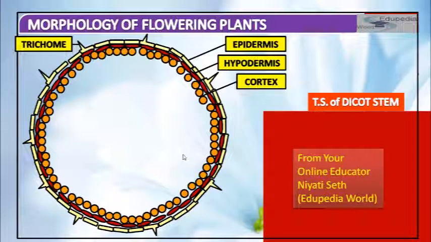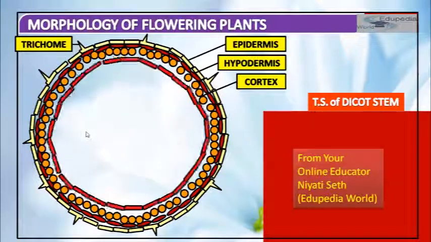This is the cortex. Cortex, as I told you, is the major part of the stem, which is represented by several layers of loosely arranged parenchyma cells. And intercellular spaces are prominent in it, because you can see that there are intercellular spaces between the cells of the cortex. So yes, intercellular spaces are prominent, and cortex is the major storage organ in the stem, students.